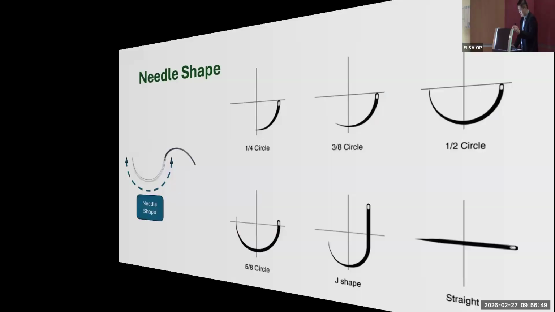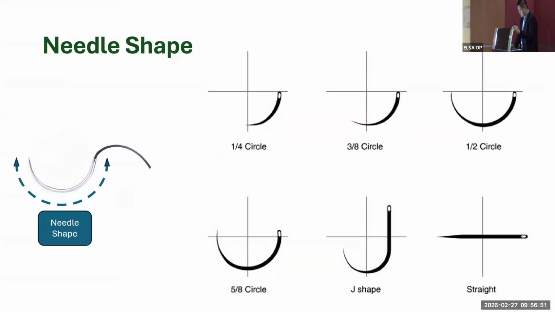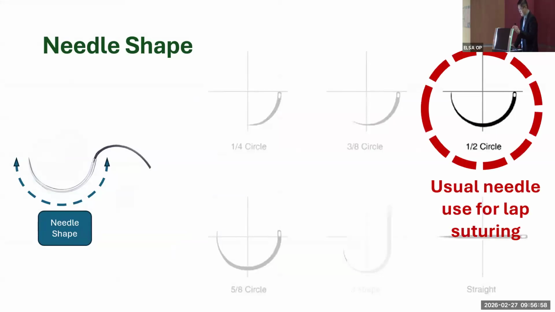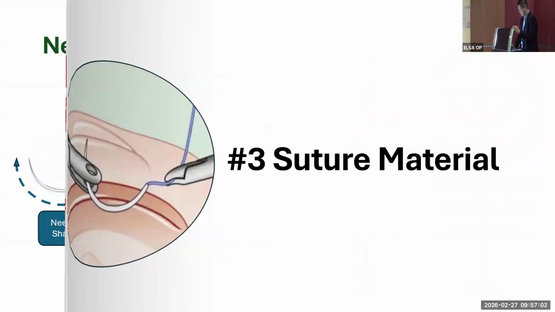Needle shape. There are lots of needle shapes: 1/4, 3/8, half circle, J shape, and also straight needle. But this is the usual one that we use for laparoscopic suturing, the half circle.